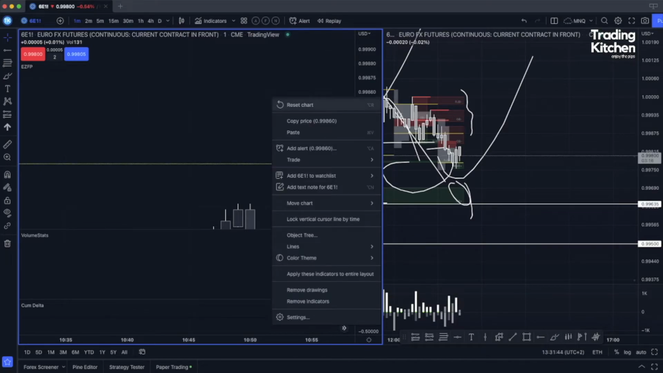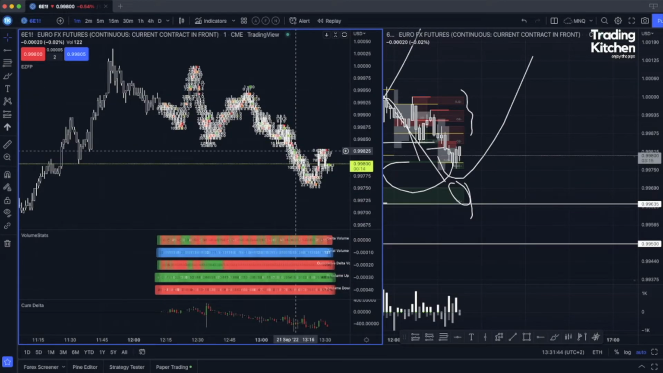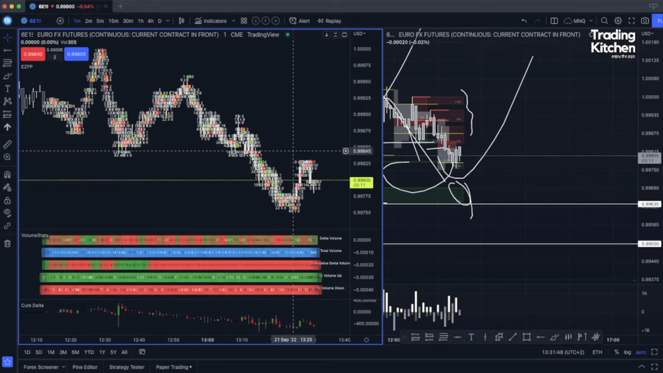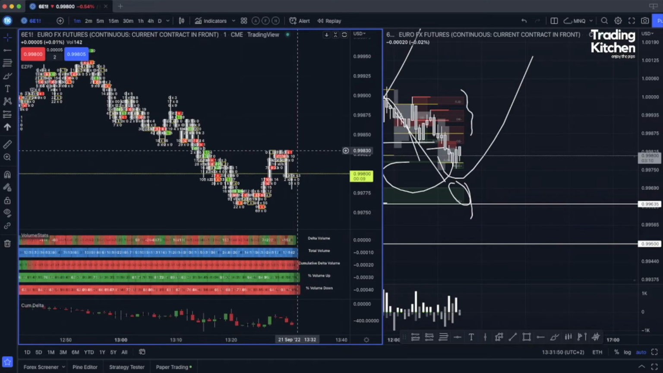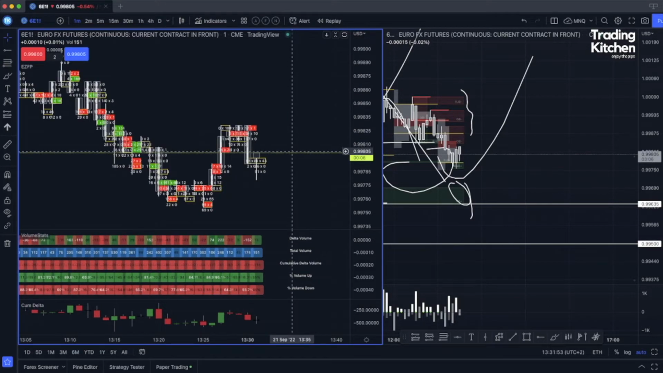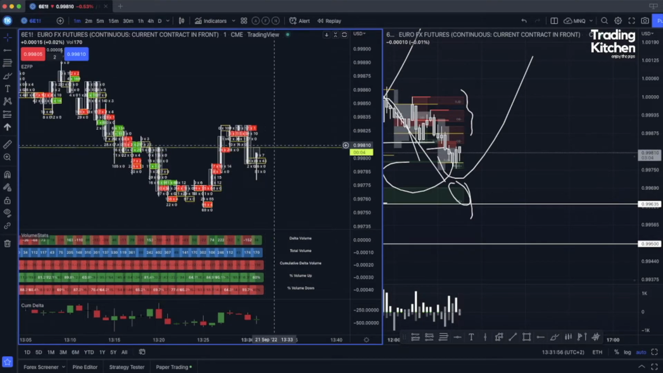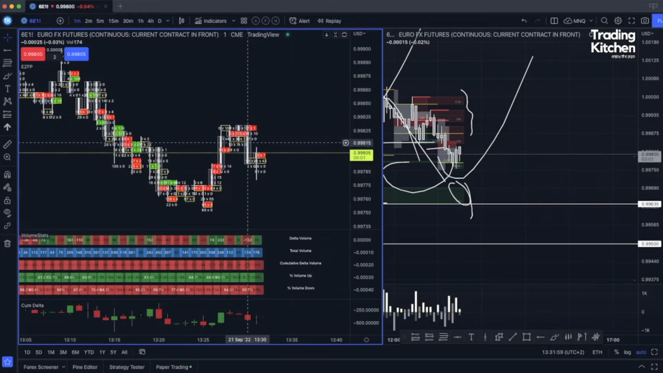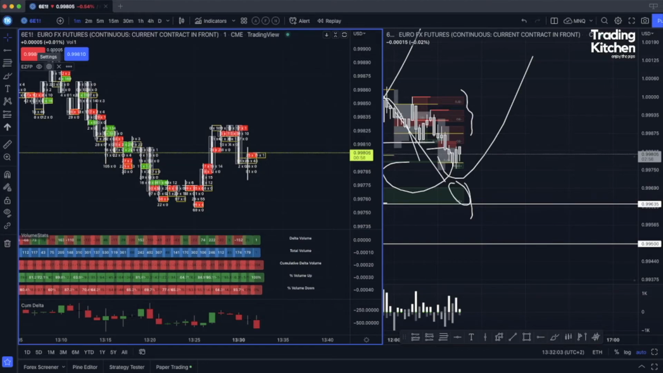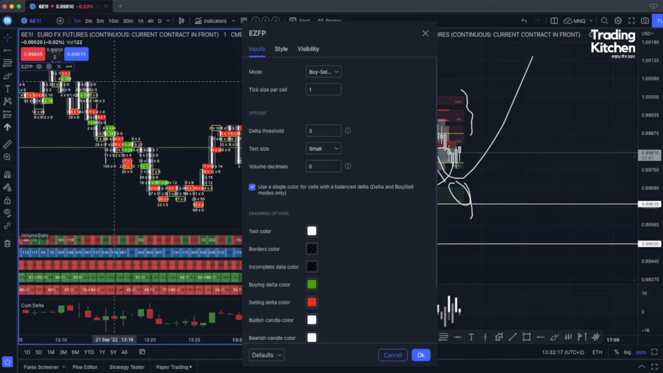which is the footprint. Okay, so there are several indicators for a footprint chart on TradingView, but as I told you, none of them is an official TradingView indicator. So I use the Easy Footprint.